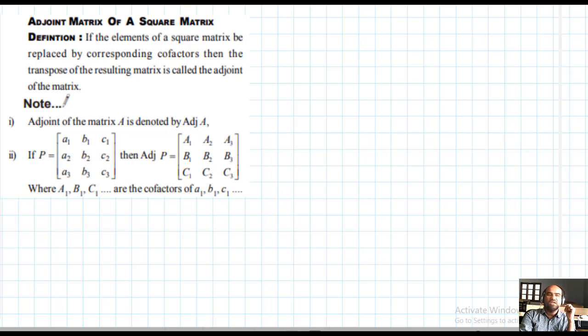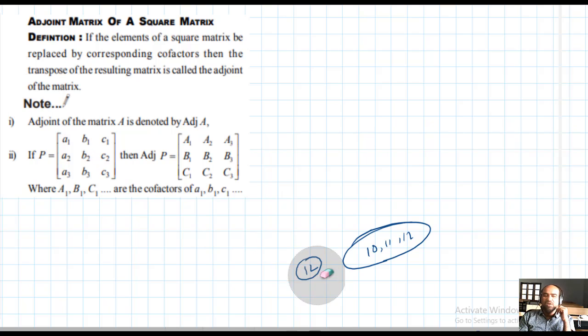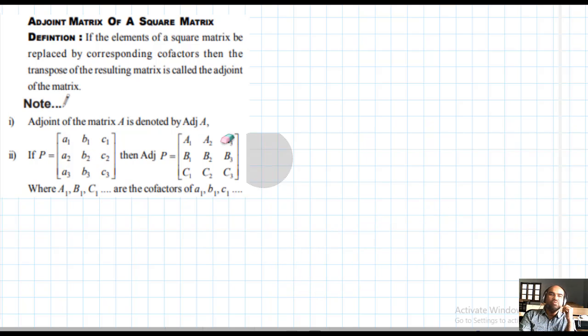Okay student, this is the 13th part of matrices. 12 parts are completed now. Parts 10, 11, and 12 were based on the determinant of a square matrix, its properties, and problems. Now the determinant concept is completed. The new concept is the adjoint of a matrix and the inverse of a square matrix. First one is the adjoint of a square matrix.